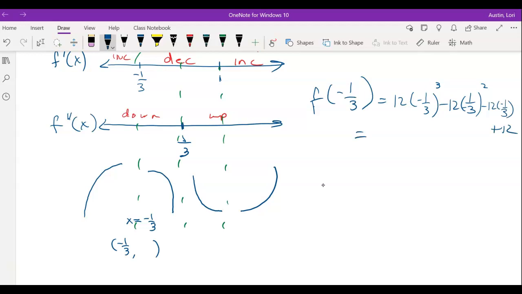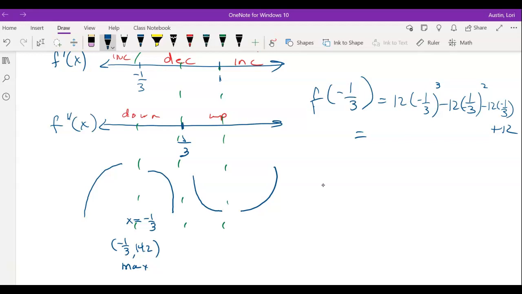Let's get a couple people to agree. What do you get when you plug in negative 1/3 to your original function? We know it's a max value, so hopefully it's a pretty high number. 14.2. You got 14.2. Anyone else? You're just all waiting for everyone else to do the math. 14.2. Okay. And write down, that's going to be a max.